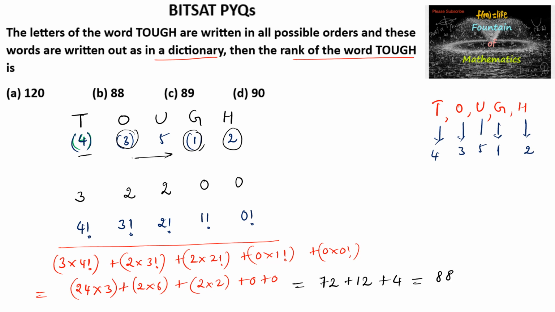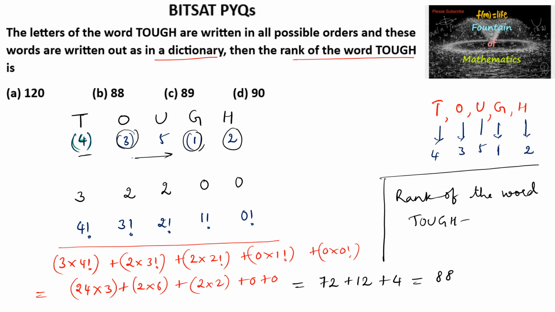So before TOUGH there are 88 words, and then we can say the rank of the word means the position in dictionary order. Rank of the word TOUGH can be taken as 88 plus 1, that is 89. So 89 is the answer, which is option C.